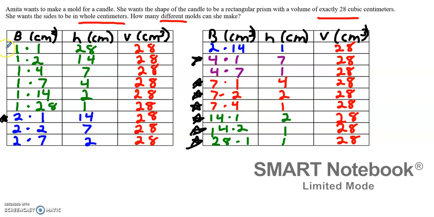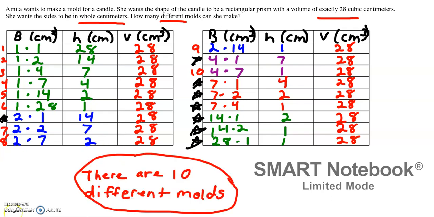And now I'm just going to count. So I have 1, 2, 3, 4, 5, 6, 7, 8, 9, 10. So I actually have 10 molds that are different. So I'm going to pause this video to write my sentence. My sentence here is there are 10 different molds. Okay. So I want you to pause the video and write the additional edits in your notebooks.